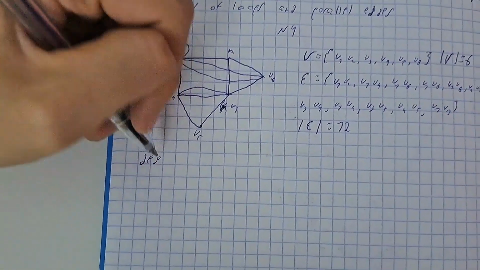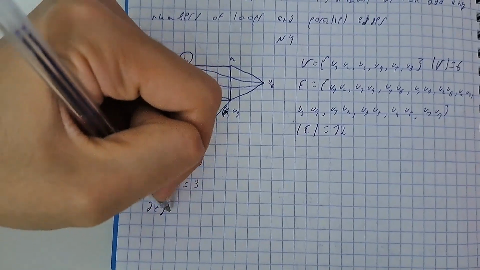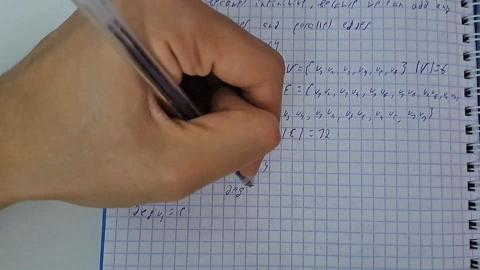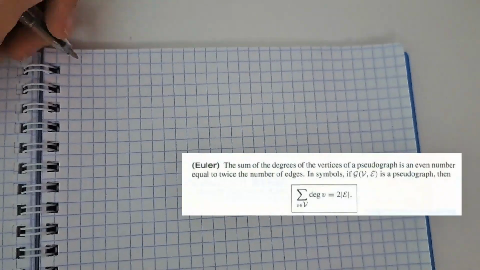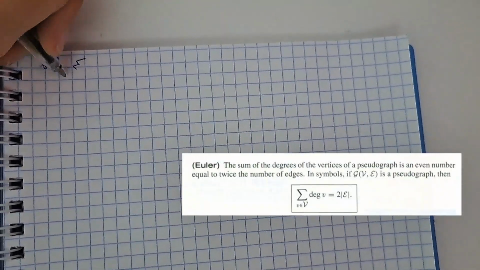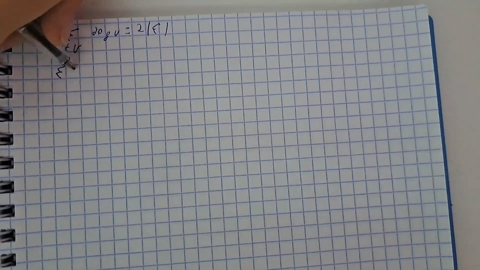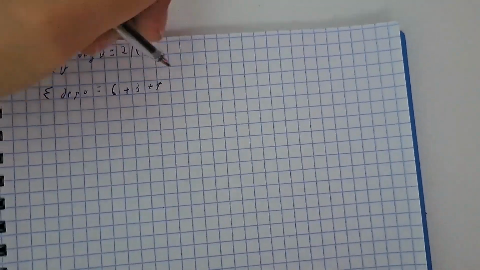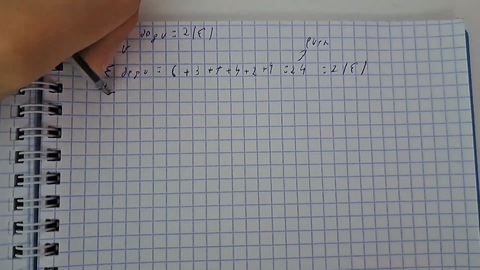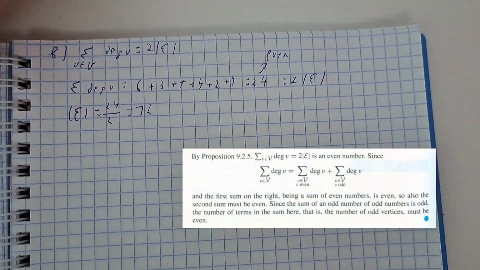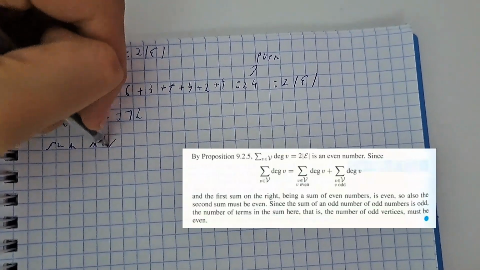As you see, the count of vertices is 6 and the count of edges is 12. The degree sequence is 2, 3, 4, 4, 5, 6. By the Euler theorem, the sum of the degrees of the vertices of a pseudograph is an even number and equals twice the number of edges. The sum will be right if and only if it's an even number. It can be if the sum of degrees equals an even number.